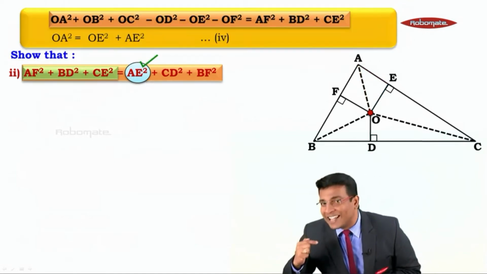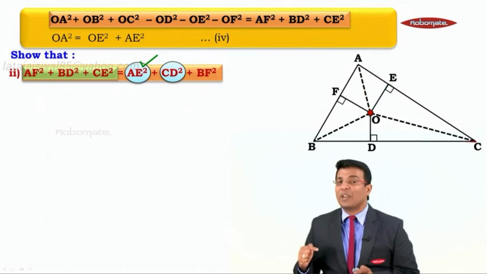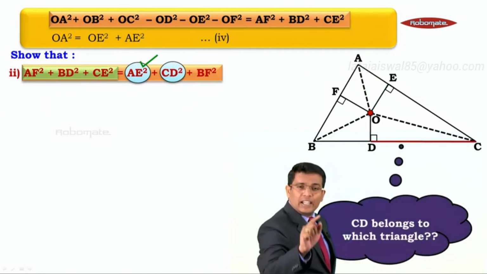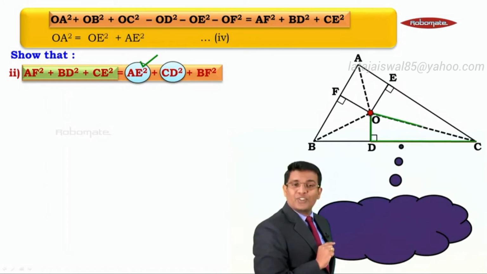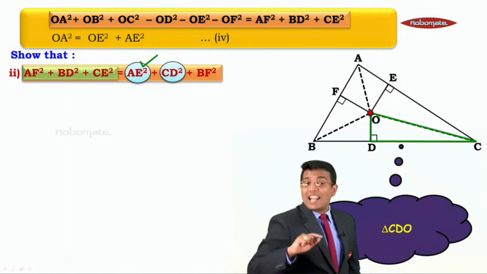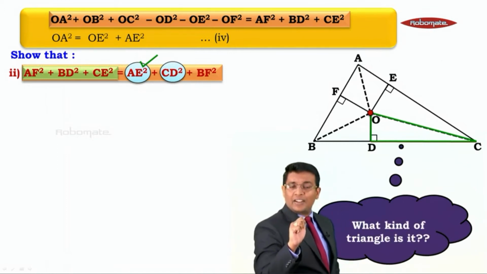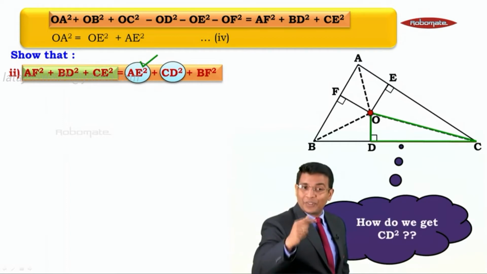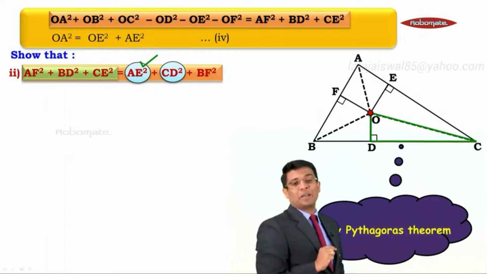Now we move on to the second one. So second one is CD square. Now for CD square, let's do the same way. Now CD, does it belong to any triangle? Yes. Which triangle is that? It is triangle CDO, right? In that triangle, is it a right angle triangle? Yes, it is a right angle triangle. So can we apply Pythagoras theorem to get CD square? Yes, we apply Pythagoras theorem.